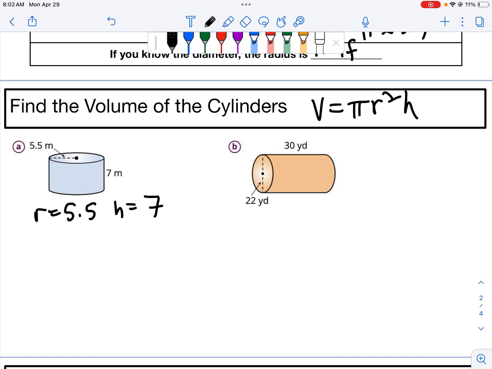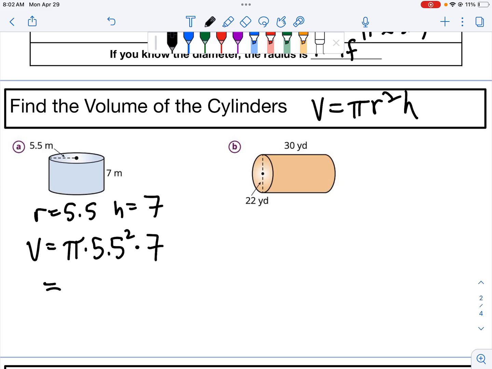So to calculate the volume of this cylinder, this is in meters. A meter is about 3 feet. So meters and yards are close to each other. A meter is maybe 39 inches. A yard is 36 inches. So pi times the radius squared times height.